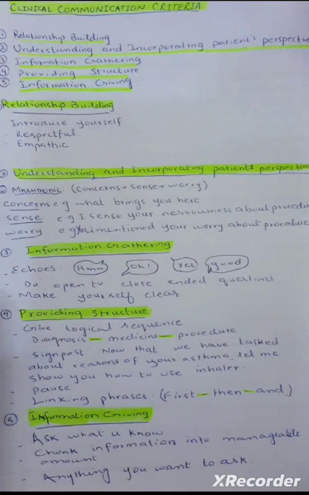First part, clinical communication criteria. It consists of 4 components: relationship building, understanding and incorporating the patient's perspective, information gathering, providing structure, and information giving. Coming to the first part, relationship building.